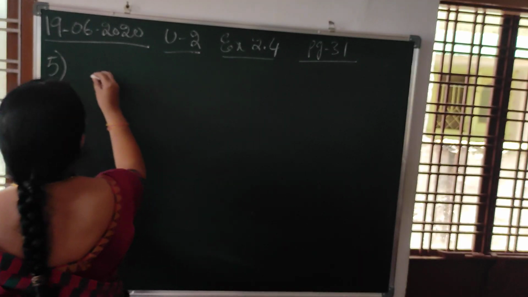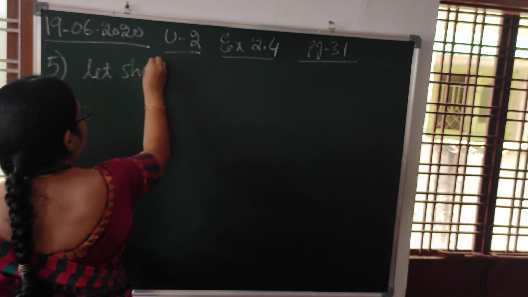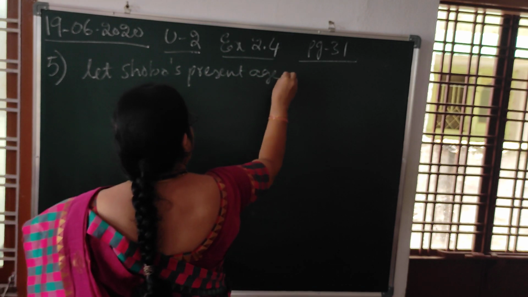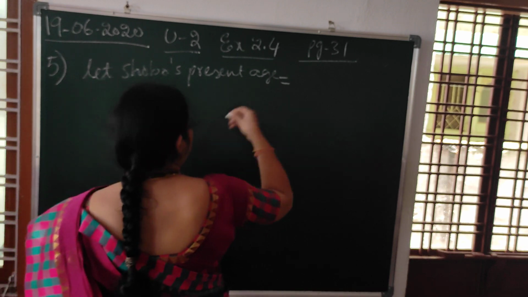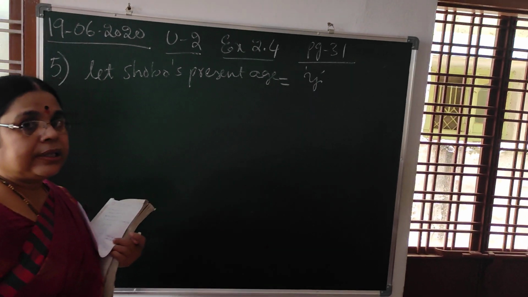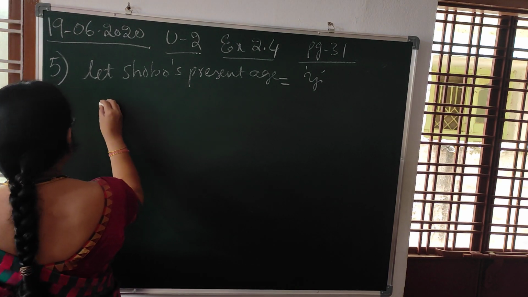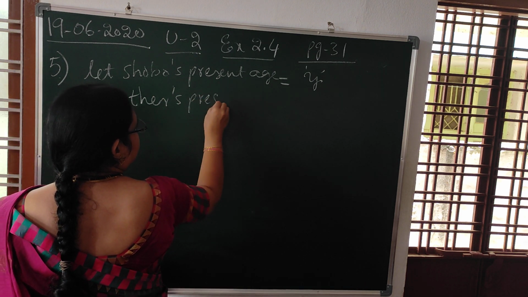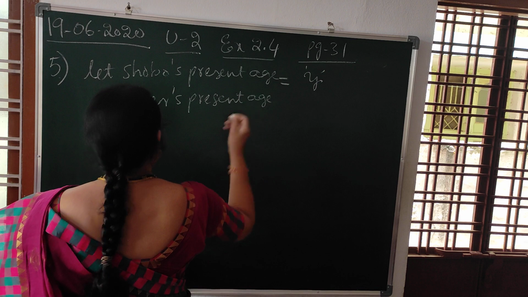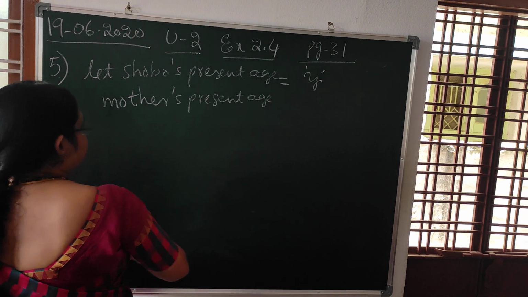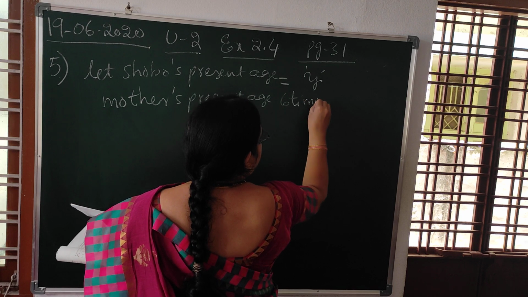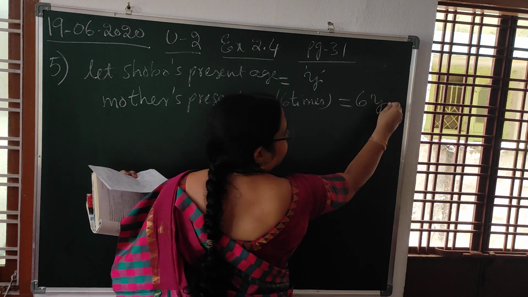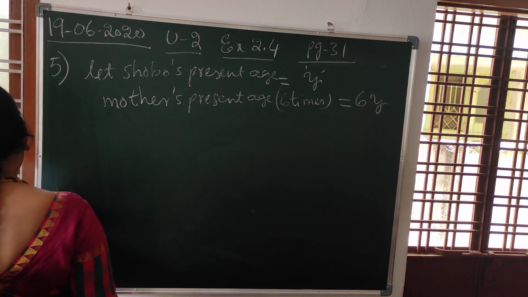Shobo's mother's present age is 6 times Shobo's present age. So let Shobo's present age be y years. Then what happens to his mother's age? Mother's present age is 6 times Shobo's age. Shobo's age we have taken as y, so mother's age becomes 6y, because she is 6 times Shobo's age.